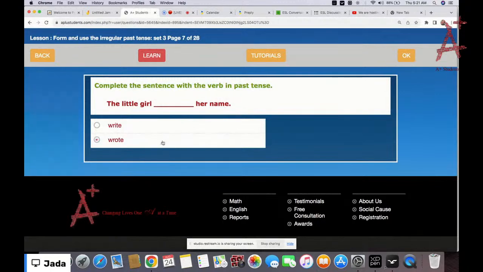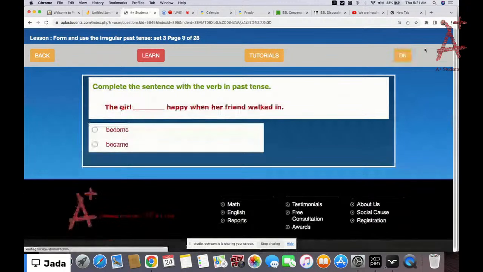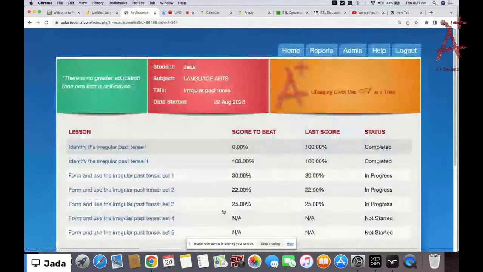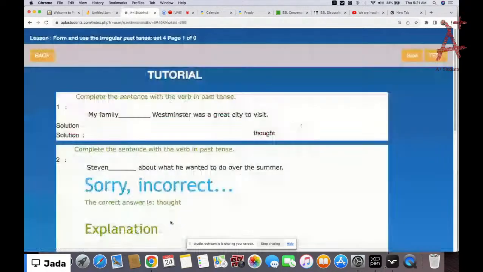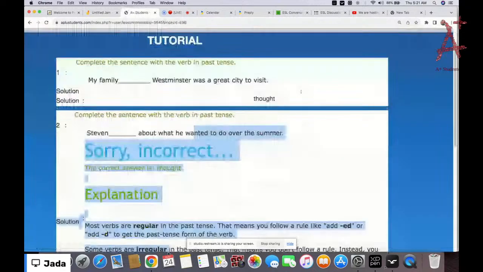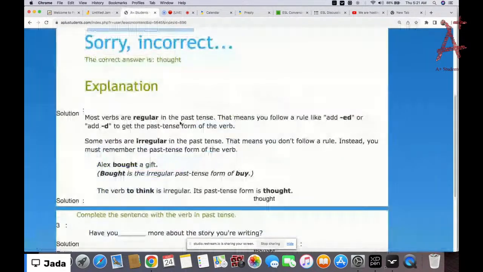Thank you everyone for your answers. We will move on with the next set. Okay. So this is everything about it. Form and use the irregular past tense. That's all. Okay. So we'll move on to the next one. So we go to set 4 now. Okay. So now set 4 is what?